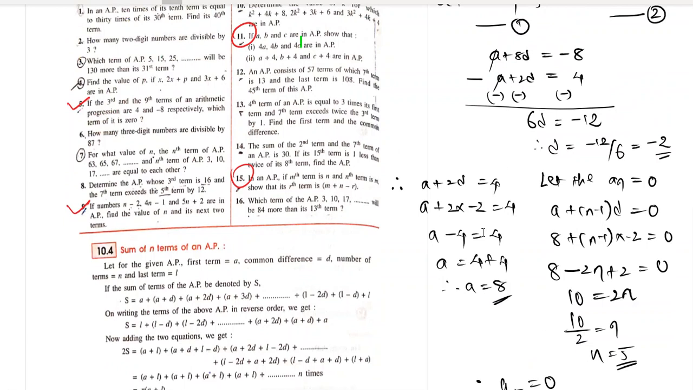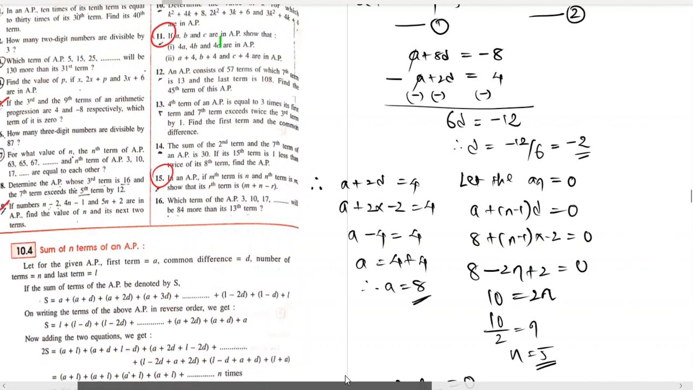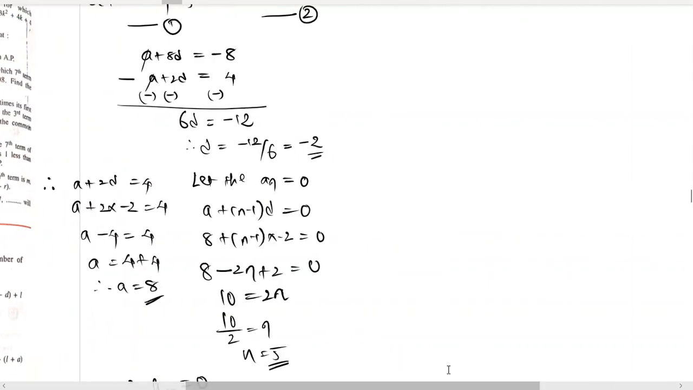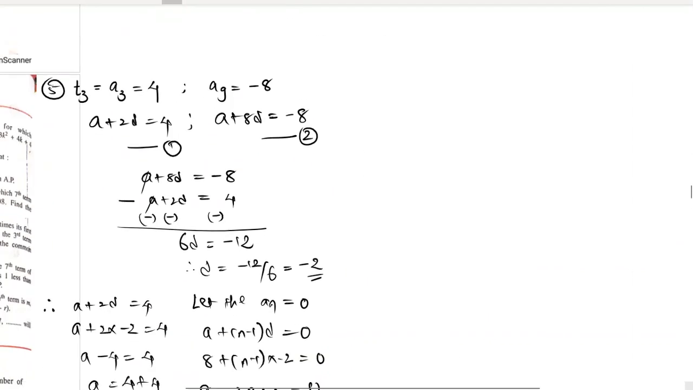Now the next is question number 9. If you can read the question here. If numbers n minus 2, 4n minus 1, and 5n plus 2 are in AP, find the value of n and its next two terms. Right, we can find it easily. N minus 2, 4n minus 1, and 5n plus 2. Let me write it here. Question number 9.